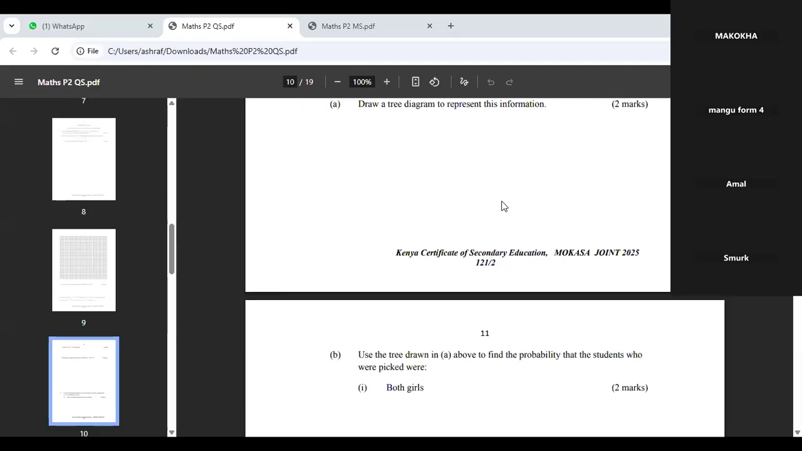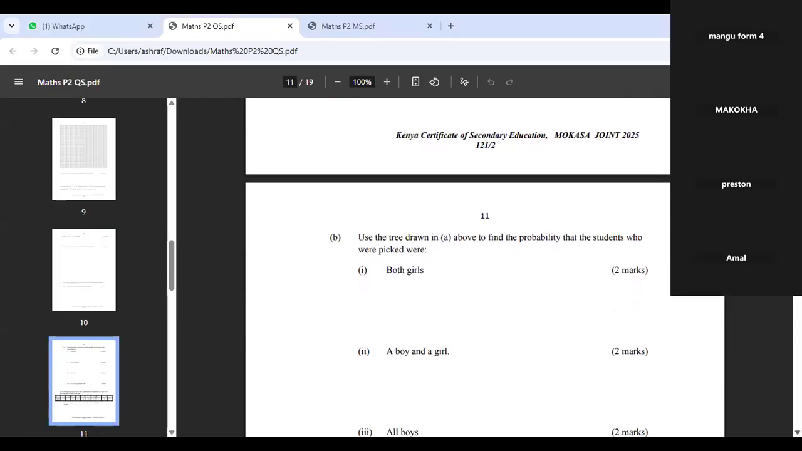Okay. So from the diagram, you answer the question. You remember part B, the question is written: use the tree drawn above to find the probability. If you're told to use the tree and your tree is wrong, then everything else that follows will be wrong, even if it's correct. You can work it out without using the tree, but if you have been told to use the tree, then your tree diagram must be correct for the other answers to be given a mark. So I'm hoping our tree diagrams are correct. So the first one, find the probability that both were girls.